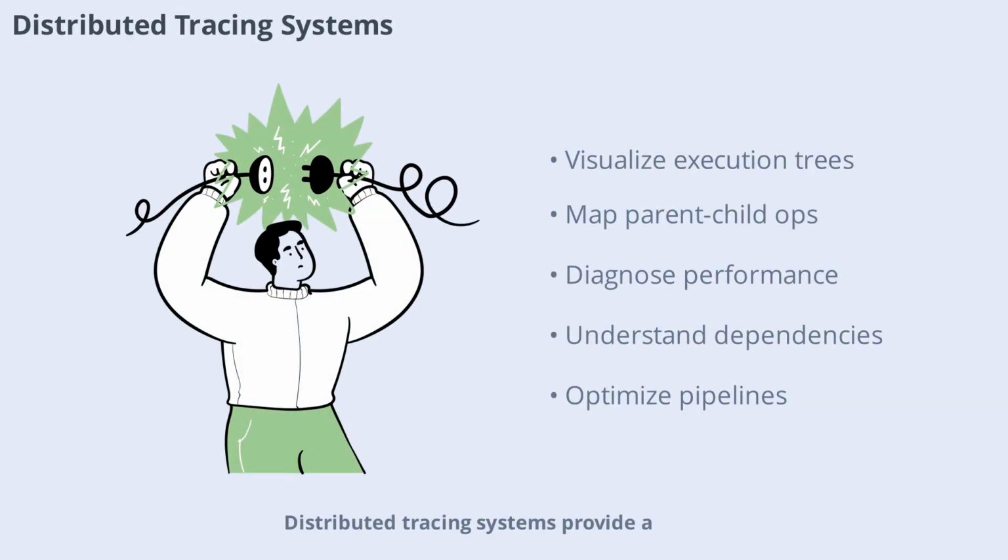Distributed tracing systems provide a holistic view of LLM application workflows. They capture the flow of requests across services, visualize execution trees, and map parent-child relationships between operations. This visibility is invaluable for diagnosing performance issues, understanding dependencies, and optimizing complex AI pipelines.